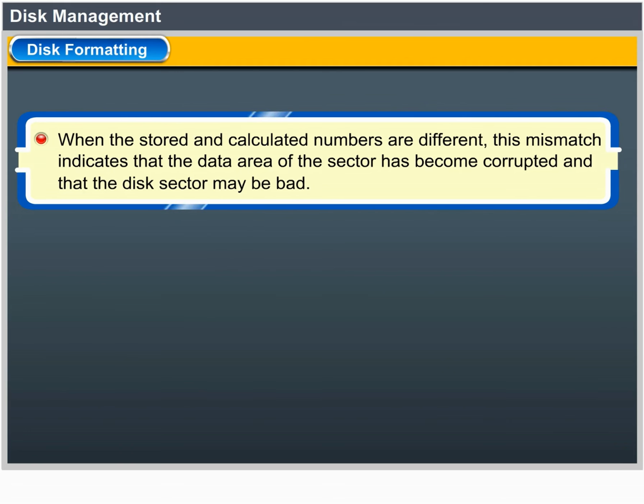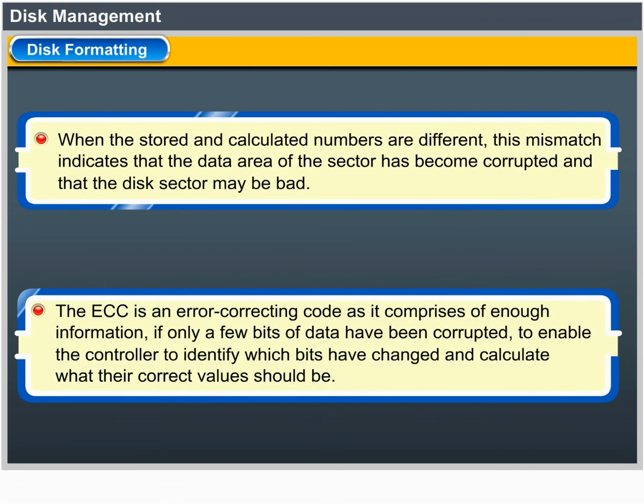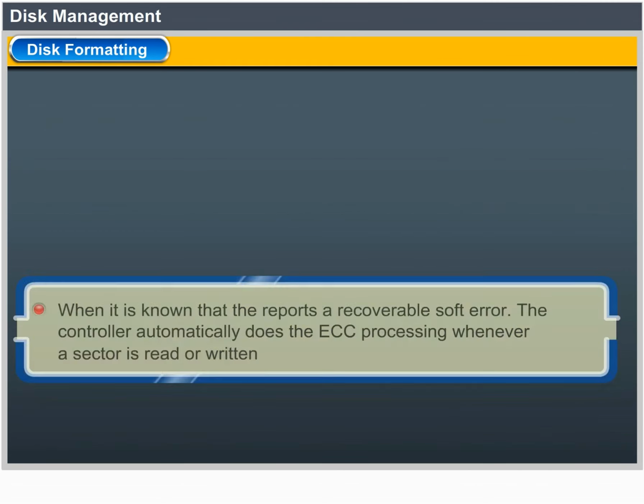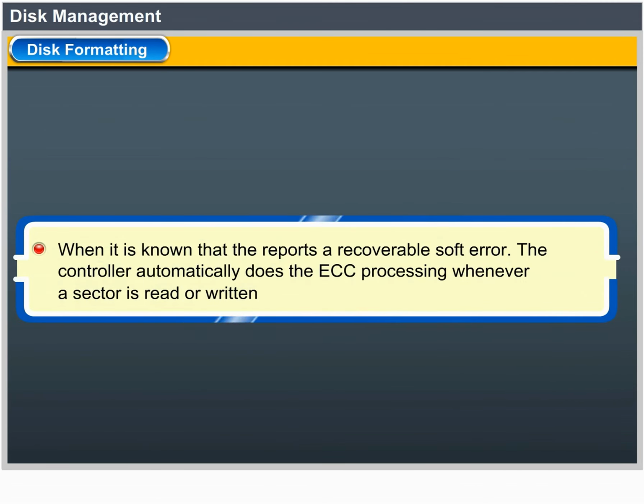The ECC is an error-correcting code because it contains enough information, if only a few bits of data have been corrupted, to enable the controller to identify which bits have changed and calculate what their correct values should be. It then reports a recoverable soft error. The controller automatically does the ECC processing whenever a sector is read or written.